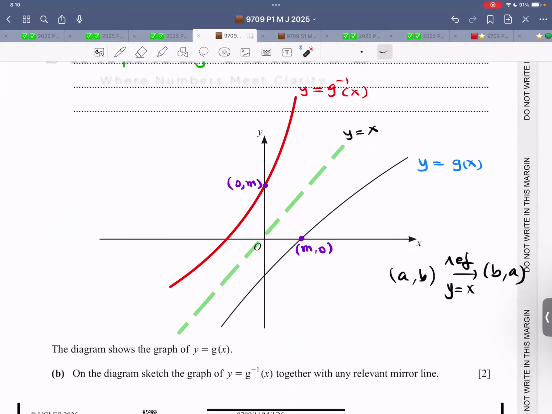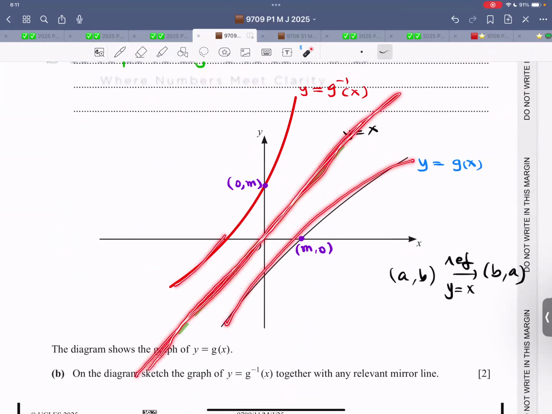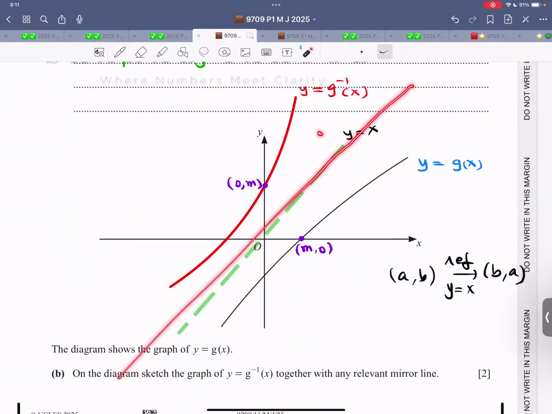Make sure it looks realistic. It's a test of your artistic ability. So basically, you just have to make sure that if this is a line of symmetry and you cut along this line, you fold along this line, then this thing should overlap. I have just labeled a point for myself. Reflection in y equals x: a point (a, b) becomes (b, a). If this point is (m, 0), this is (0, m).